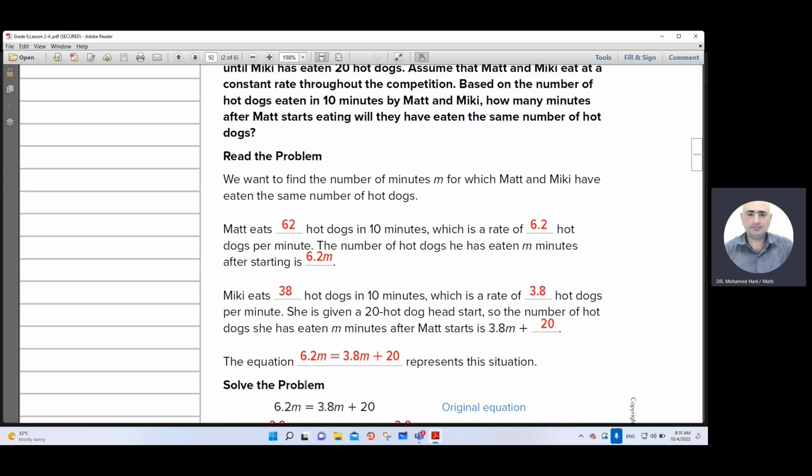Write: solve the problem 6.2m equals 3.8m plus 2. Try to solve this equation. Solve this equation please.